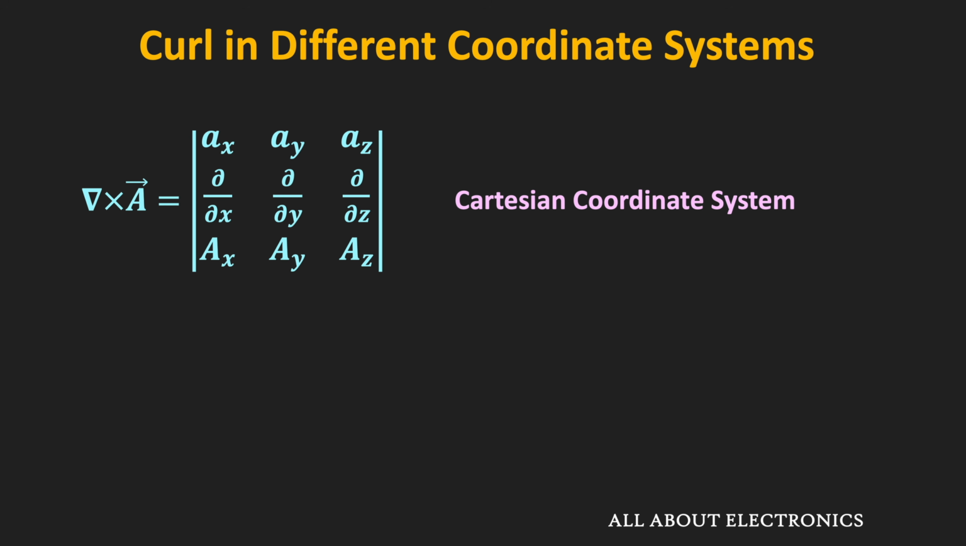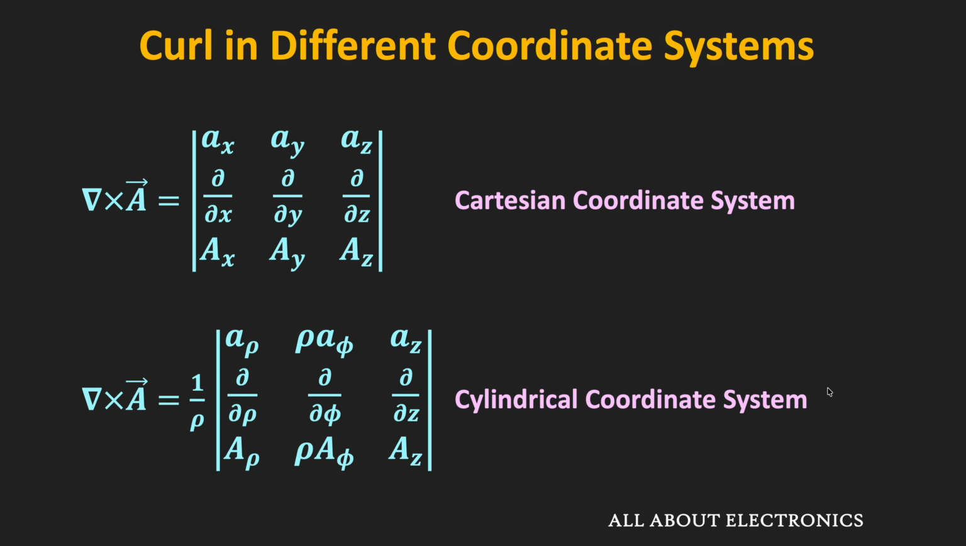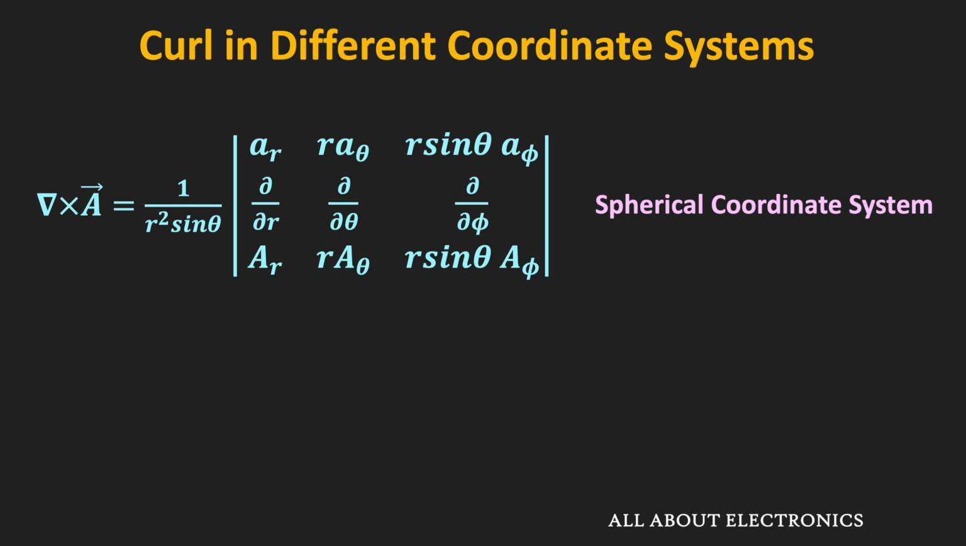Similarly, if the vector field is given to us in the cylindrical coordinate system, then the curl of the vector field can be defined like this. Likewise, when the vector field is given to us in the spherical coordinate system, then the curl of the vector field can be given by this determinant. So in this way, in the different coordinate systems, using this determinant, we can find the curl of the vector field. Now, let us see some of the properties of the curl.